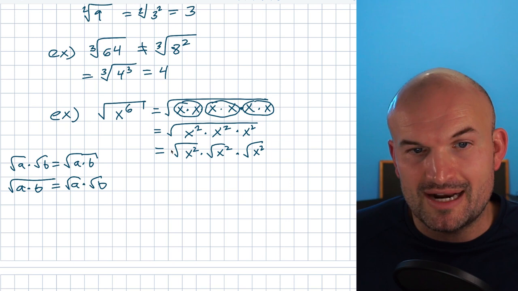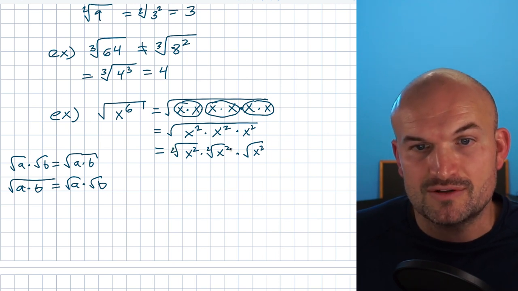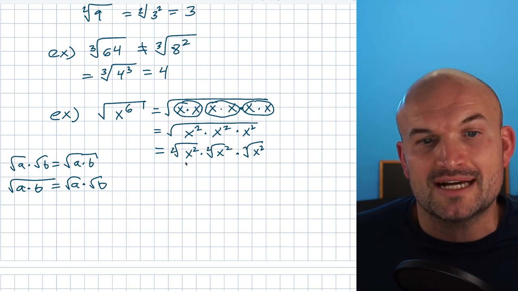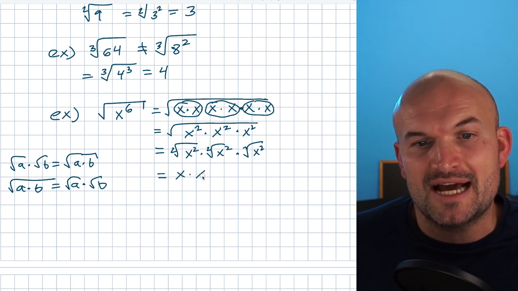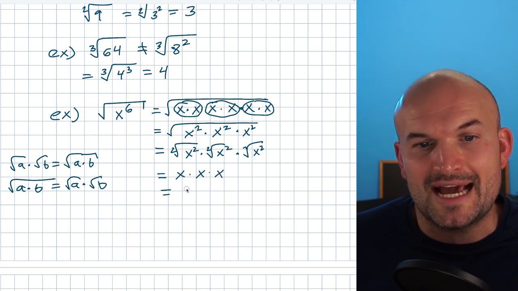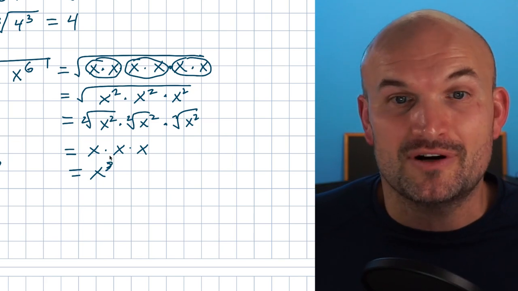And the square root of x squared, right? Again, remember these are all square roots. So since these all share the same power and index, this can be written as the square root of x times x times x, which is going to be an x cubed. However, there's an easier way for us to be able to do this.